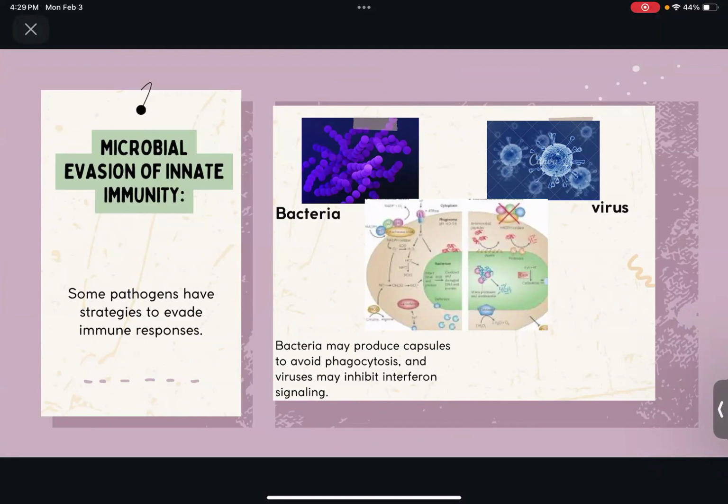Microbes are constantly evolving to bypass our defenses. Some bacteria produce protective capsules, making them harder to engulf, while viruses can suppress interferon responses to continue replicating. Understanding these tactics helps in developing better treatments.